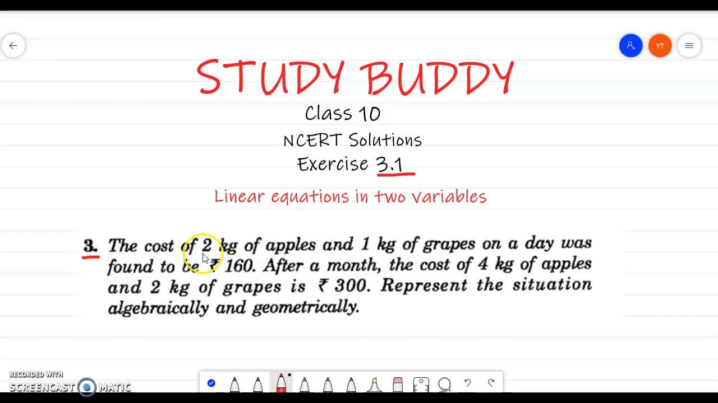Question number 3. The cost of 2 kgs of apples and 1 kg of grapes on a day was found to be rupees 160. After a month, the cost of 4 kgs of apples and 2 kgs of grapes is rupees 300. Represent the situation algebraically and geometrically. So they've said that 2 kgs of apple and 1 kg of grapes cost rupees 160, and after a month 4 kgs of apple and 2 kgs of grapes cost rupees 300. So we should represent this algebraically and geometrically.